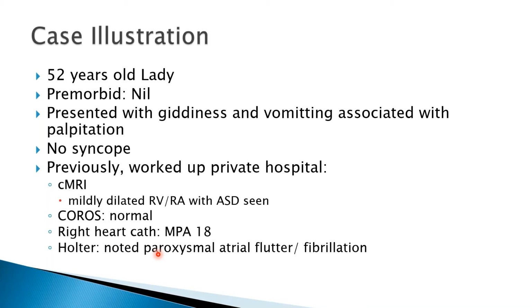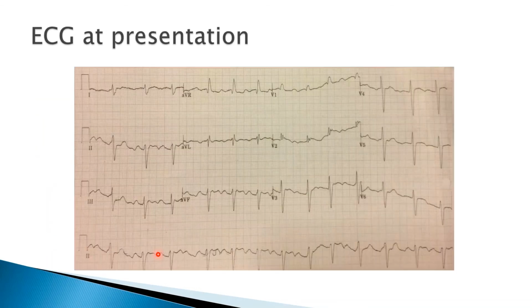So ECG at presentation, if everyone has a look at this, I think most of us will agree that the R-R interval is fairly irregular, but you do see some flutter waves very clearly, especially in the limb leads. Not so much in V1, but you see them very clearly in the limb leads. So this is a patient with atrial flutter with variable block in this context, with the ASD, of course.